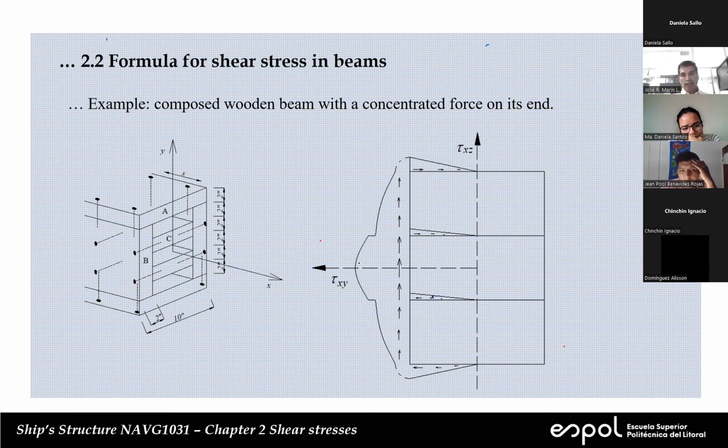Okay? Now, if I make a cut here, that's a cut here. We know that we have the largest value of the first moment. So if we have the largest value of first moment, we're going to have the largest value of shear flow. And depending on the thickness, probably we'll have the largest value of shear stress. So you see that you have the largest value of the whole distribution.